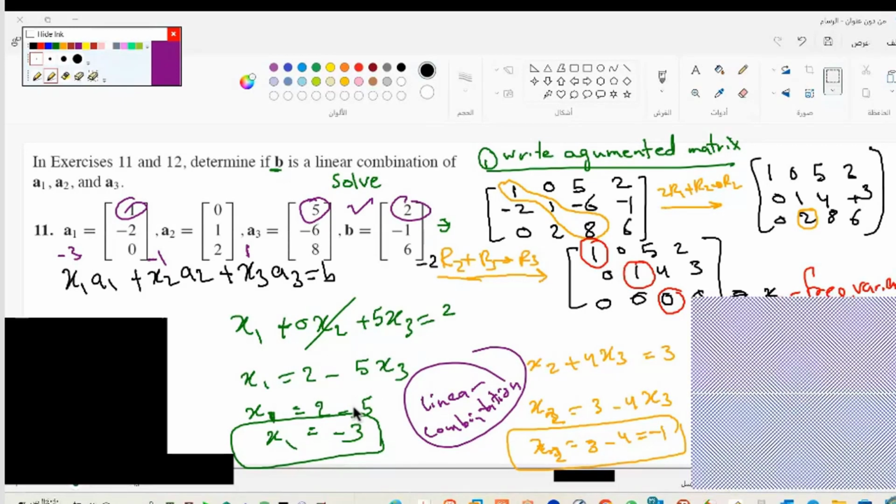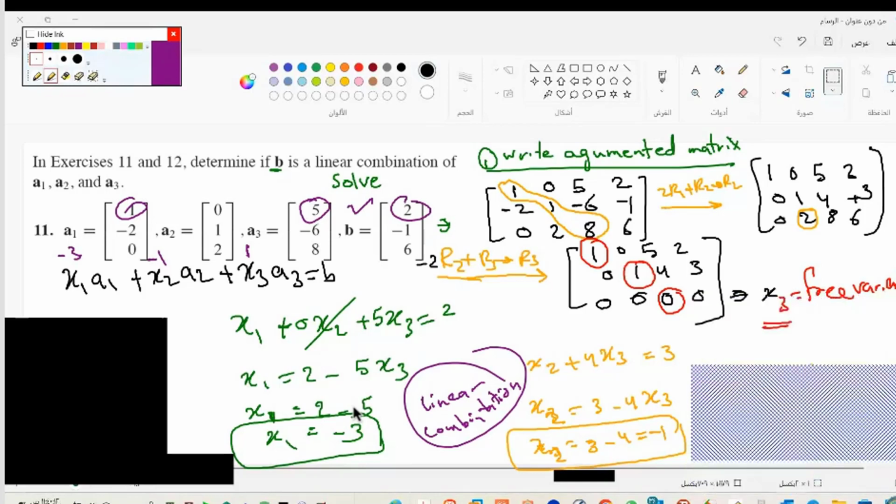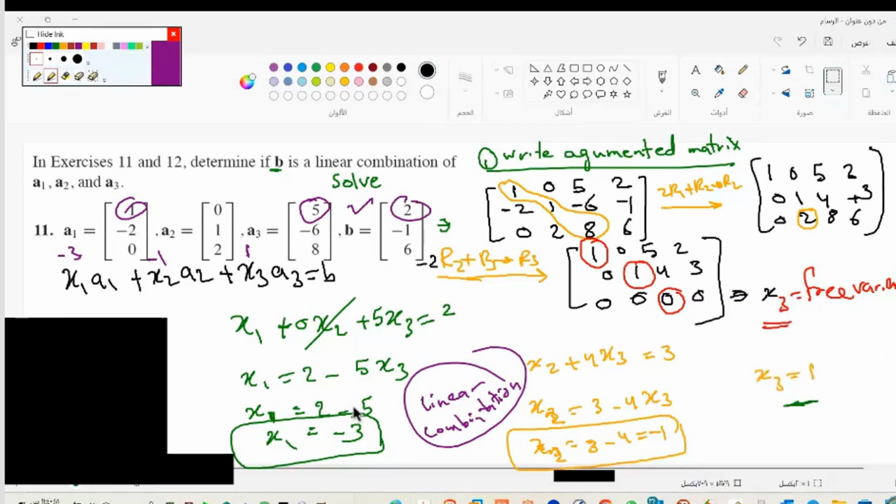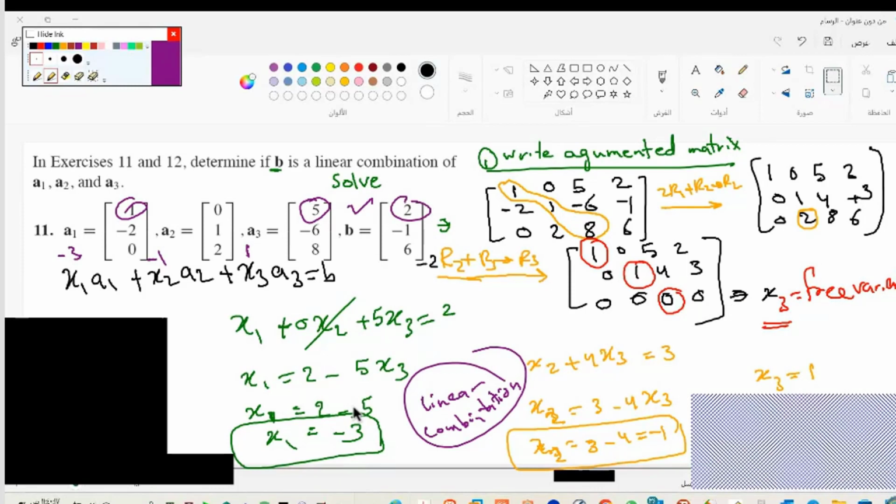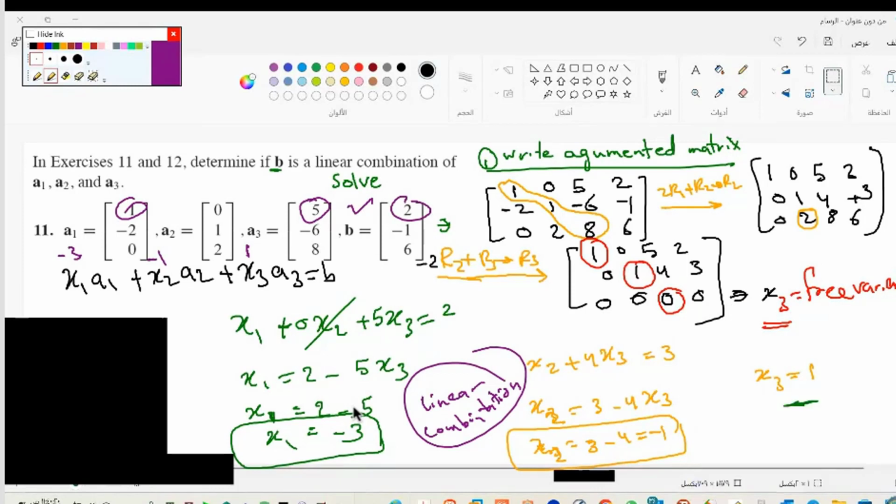I guess not clear. So first of all, I wrote the augmented matrix. Second thing, I solved the augmented matrix. Here, for example, I have 3 variables. Select any variable, then find x2, x1, then put in the equation and check. You can check just one element, it's enough for me. So this is exercise 11, how you can solve this exercise. Okay, so it's a linear combination, yes.